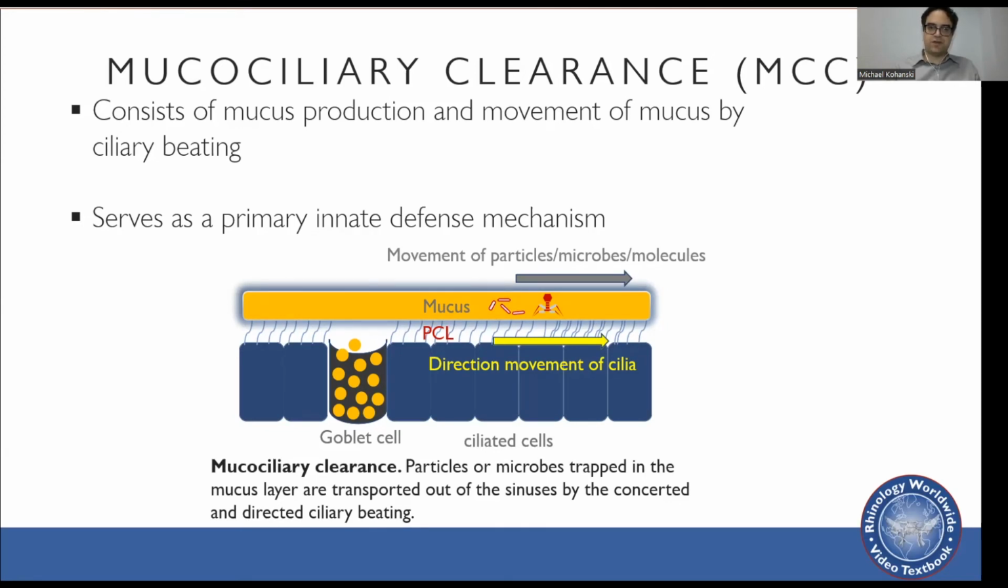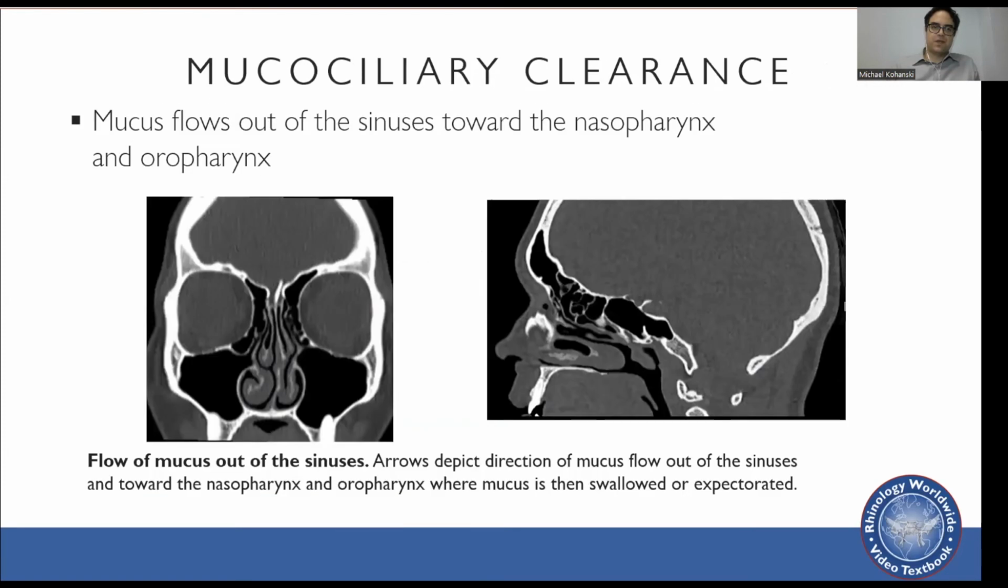And this serves as a primary innate defense mechanism to help limit and reduce the buildup of potentially pathogenic or harmful substances in the sinuses. And the way the mucus flows out of the sinuses is going to be toward the nasopharynx and the oropharynx.